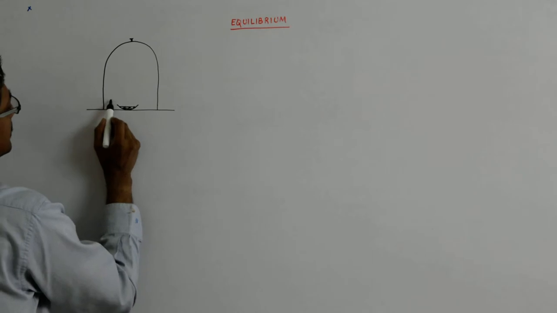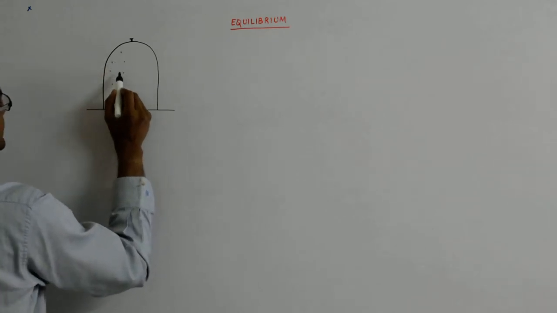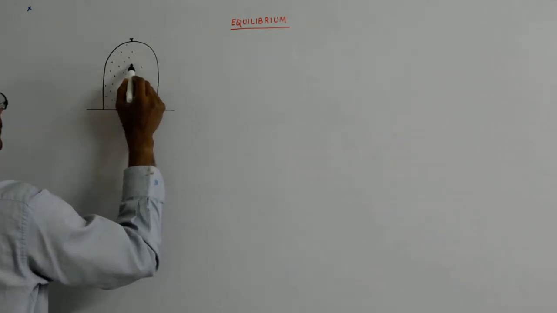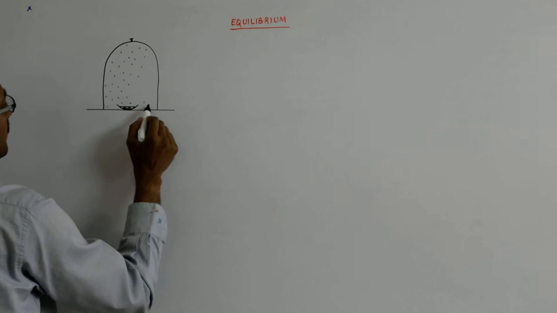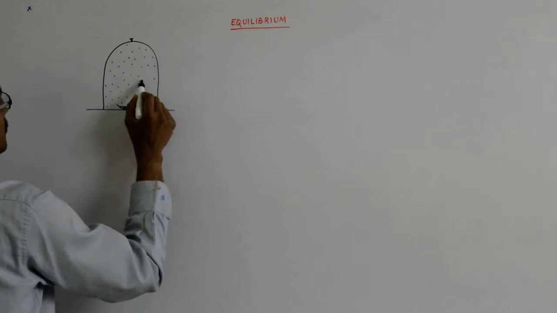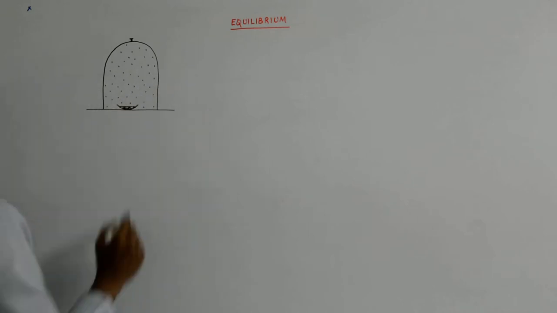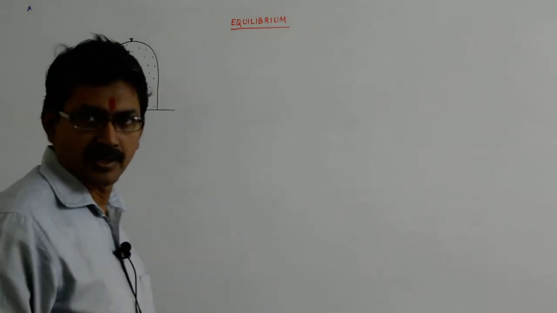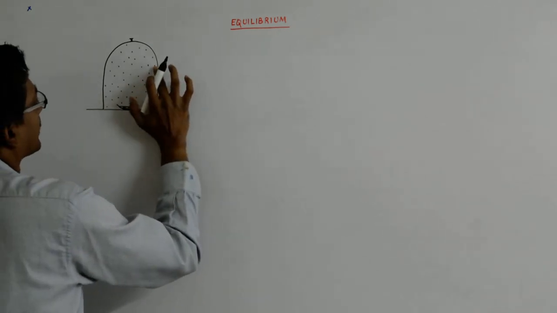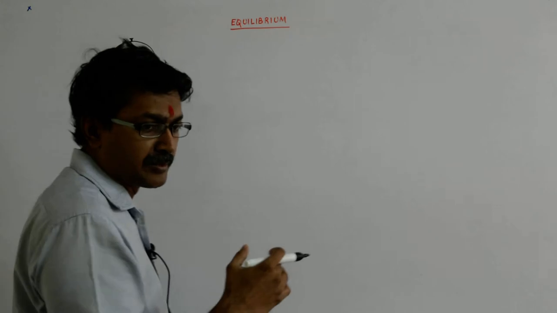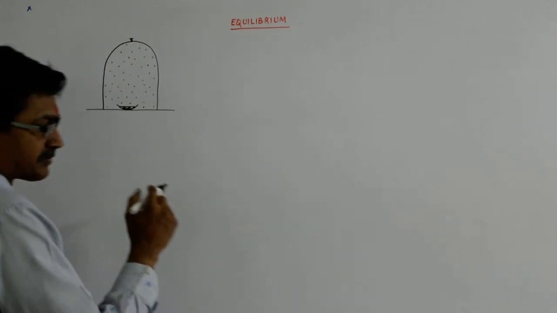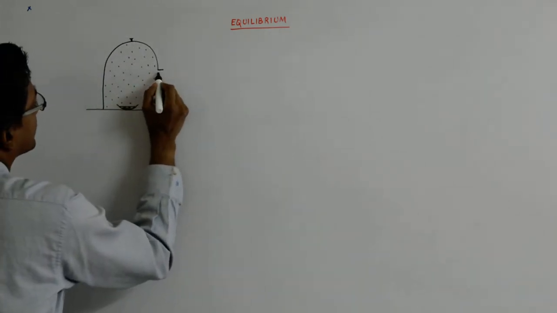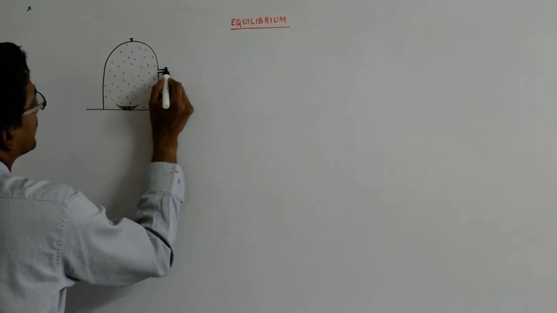We know that while studying the vapor pressures of liquids, this bell jar will be filled with water vapor after some time. How do I know that there are water vapors? Water vapors are nothing but the liquid water in the gaseous form. So how do we know that there is vapor there?